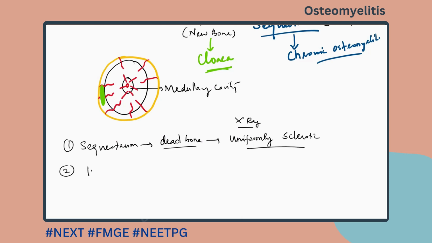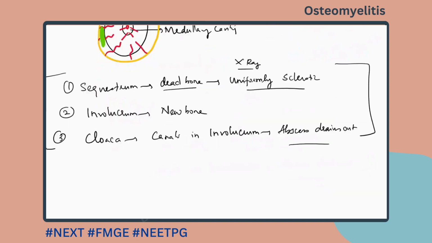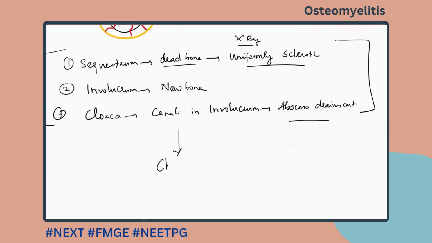The next hallmark is involucrum. Involucrum is new bone which is formed around the dead bone. And what is cloaca? Cloaca are canals created in the involucrum through which the abscess drains out. If these three features are seen, then the condition is called chronic osteomyelitis.